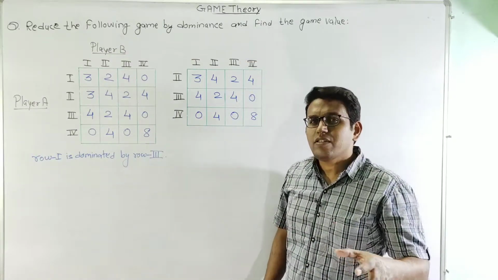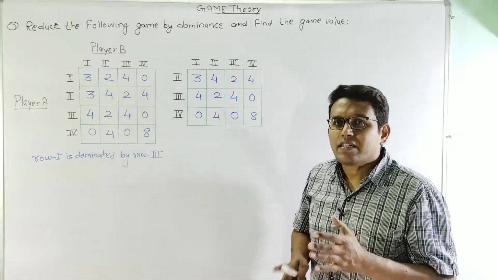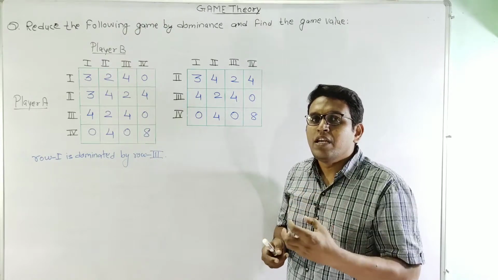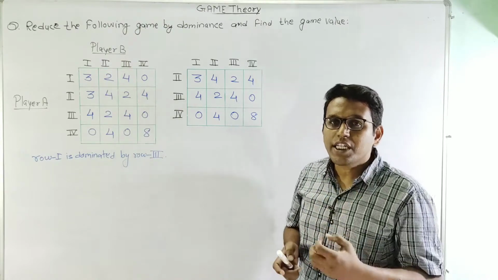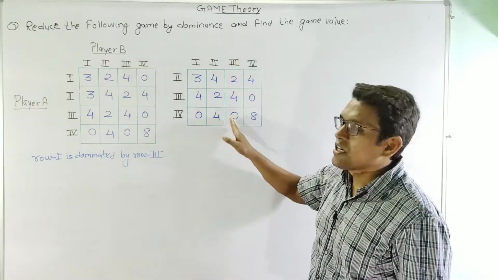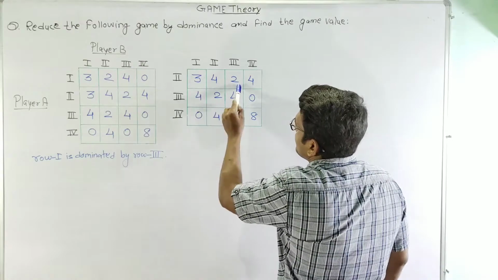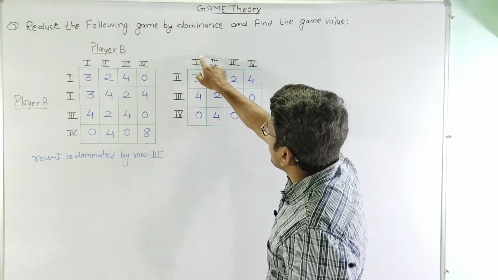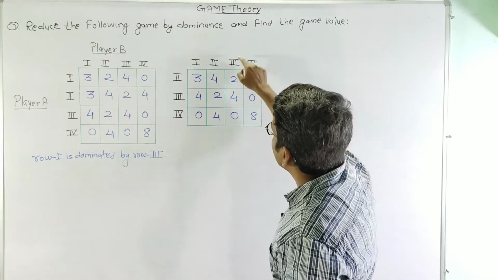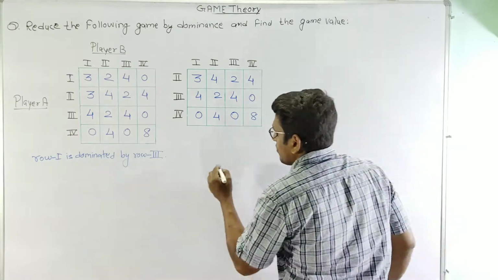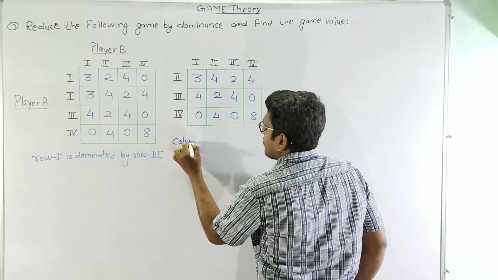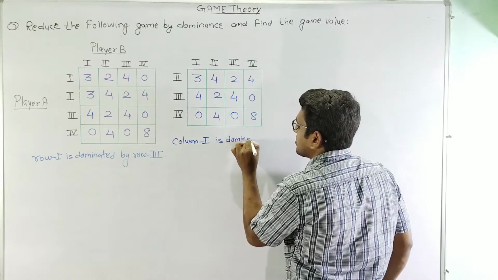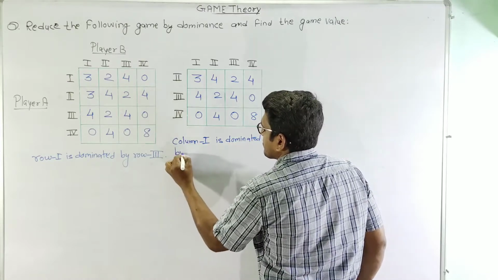And in column domination, we have already studied that the dominated column must have each element either greater than or equal to the other existing column. So here this is greater than this, these two are equal, these two are equal. So from here we can say that column 1 is dominated by column 3.